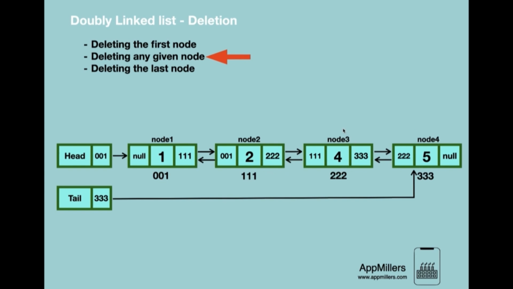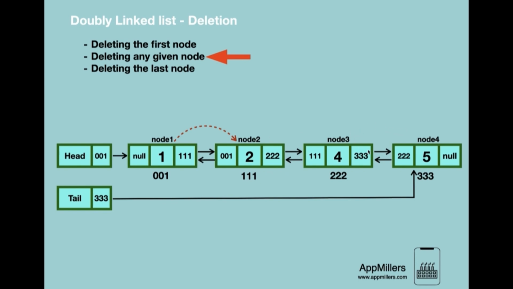So to find the node which is before node 3, we need to traverse from node 1 until we find the node before node 3. So if we traverse from node 1 to node 2, we see that node 2 is the node that is located before node 3. So here we stop and we need to create a link between node 2 and node 4. So first we update node 2's next value with node 3's next value, which points to node 4.